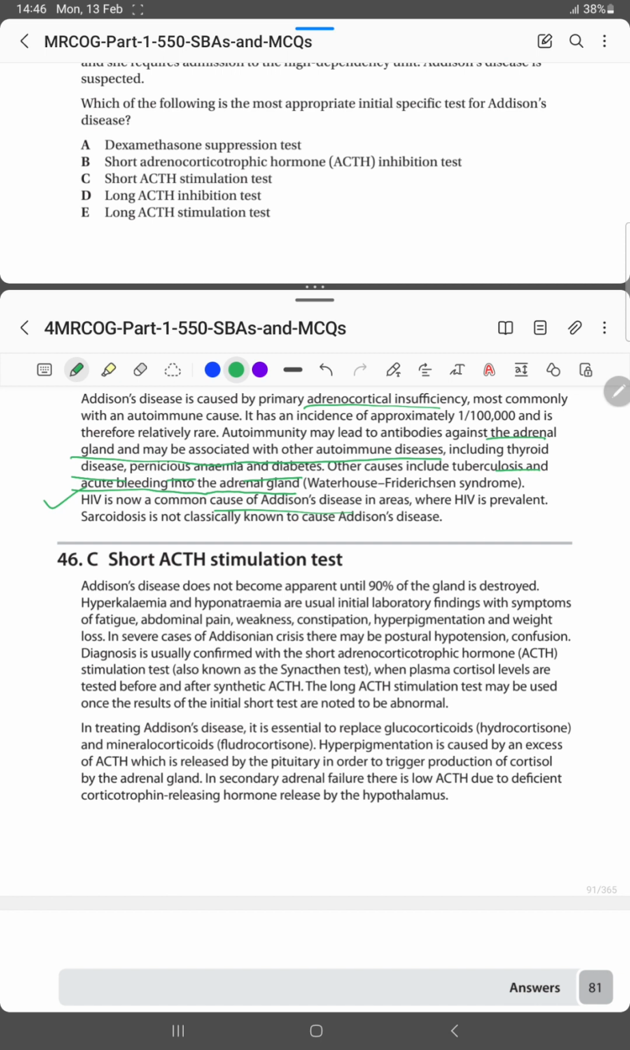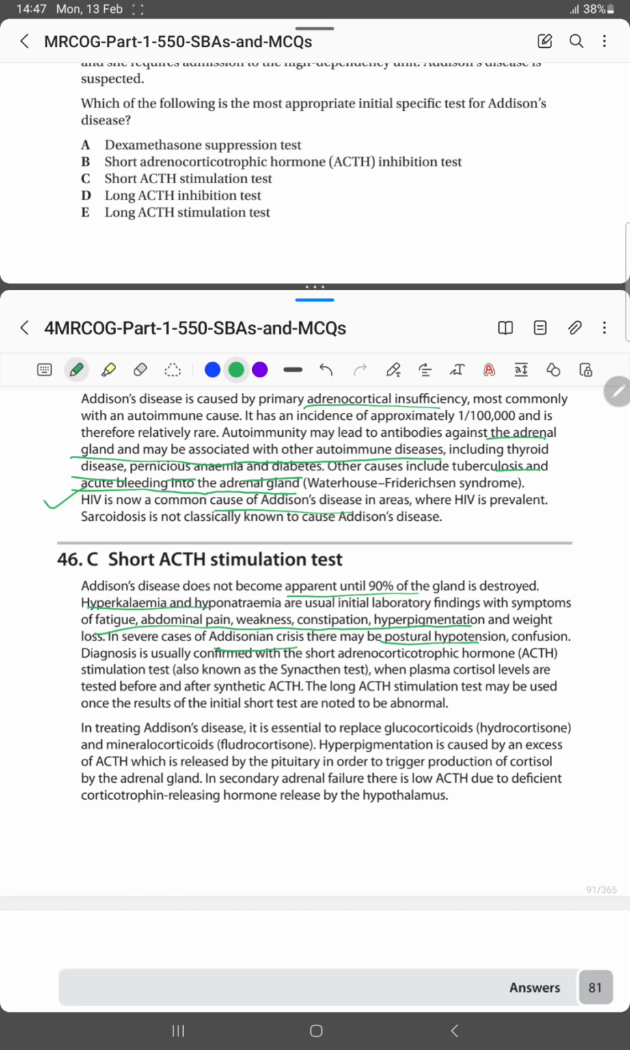And why is it so? Addison's disease does not become apparent until 90% of the gland is destroyed. Hyperkalemia and hyponatremia are the usual initial laboratory findings, with symptoms of fatigue, abdominal pain, weakness, constipation, hyperpigmentation, and weight loss. In severe cases of Addisonian crisis, there may be postural hypotension and confusion.